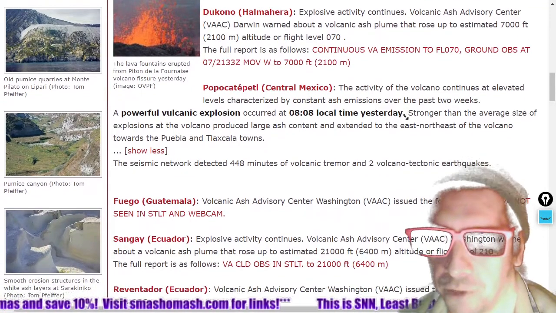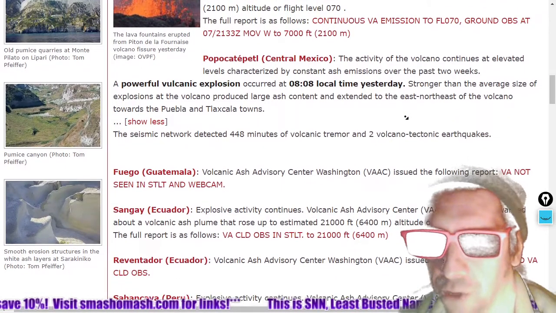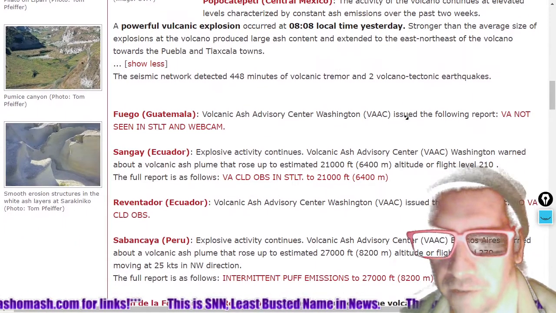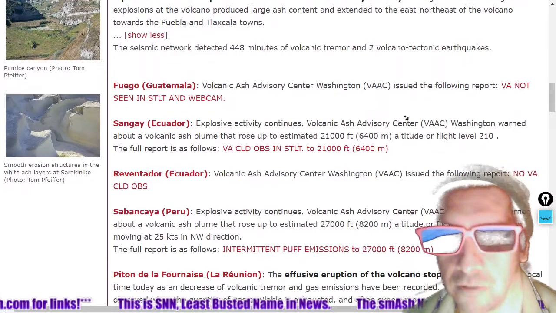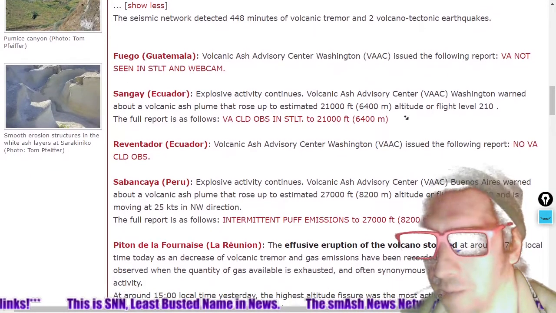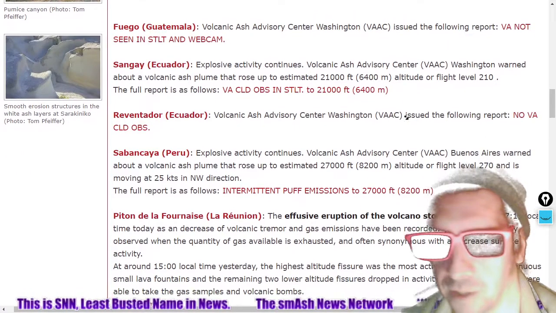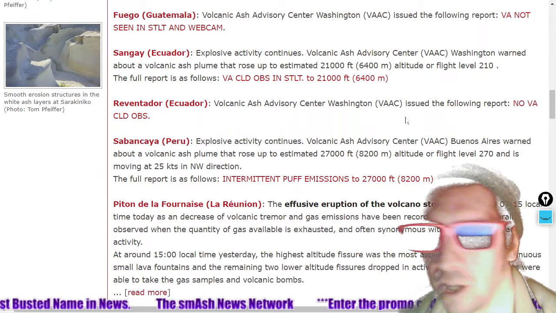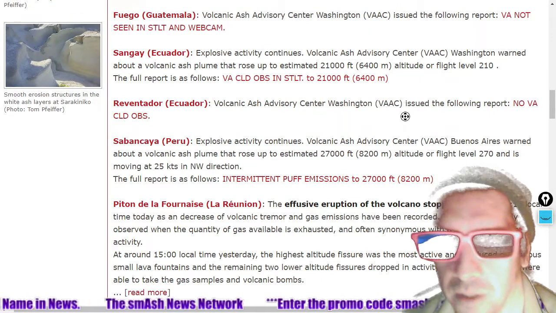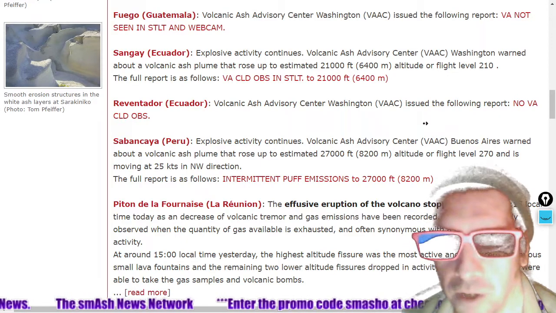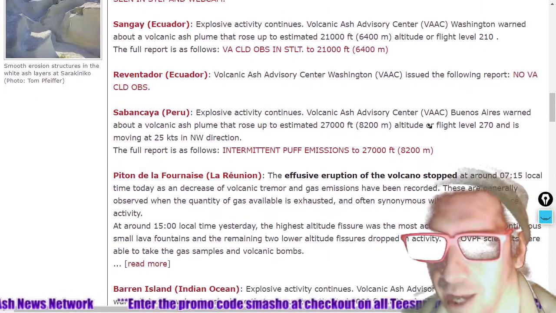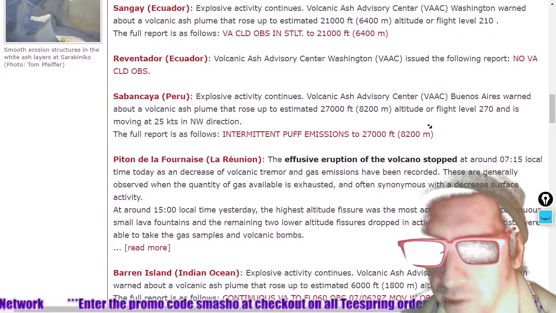And a powerful explosion occurred at 8:08 local time yesterday at Popocatépetl, down near Mexico City. Fuego, volcanic ash not seen in satellite and webcam. Please don't attempt to tightrope the caldera. It could still be erupting. It could be obscured by clouds. Sangay is exploding, 21,000 foot ash plume there. No volcanic ash cloud observed over Reventador. Sabancaya is exploding, 27,000 foot ash plume there.